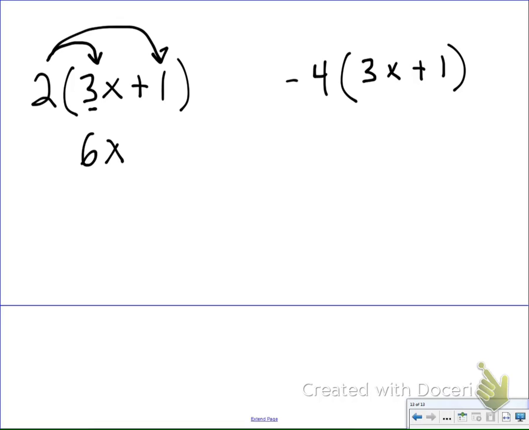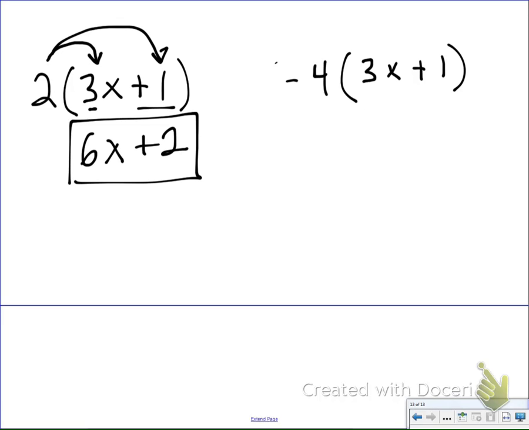So I also need to do 2 times positive 1. And 2 times positive 1 is going to be a positive 2. So our final expression is going to look like 6x plus 2. Okay? Now, hopping over to our other problem.